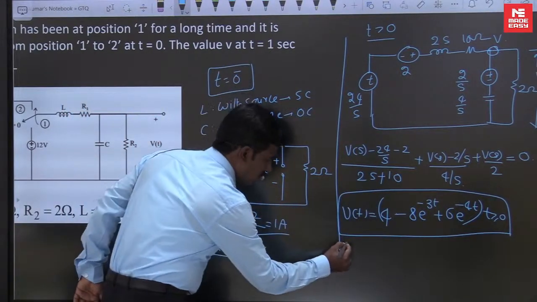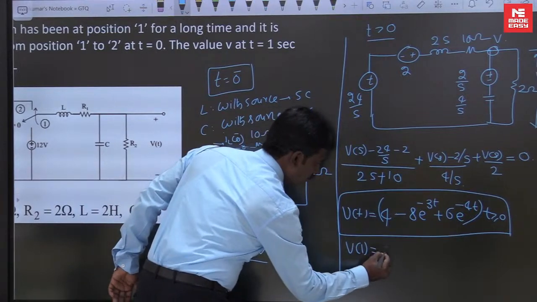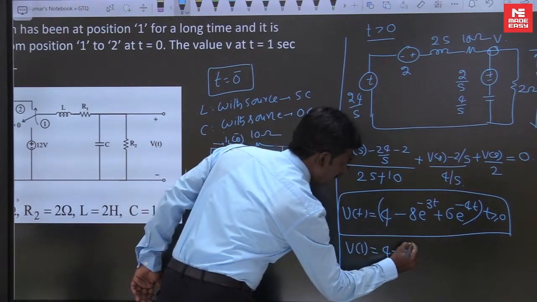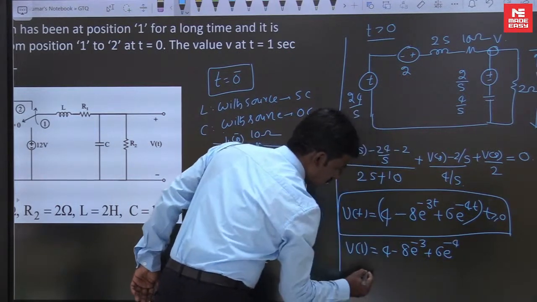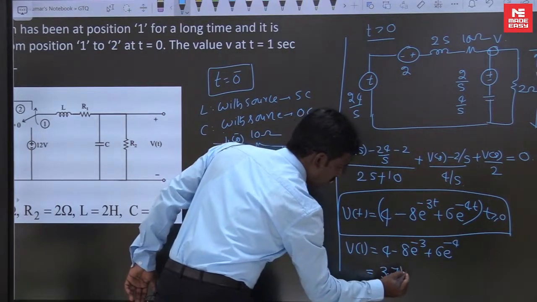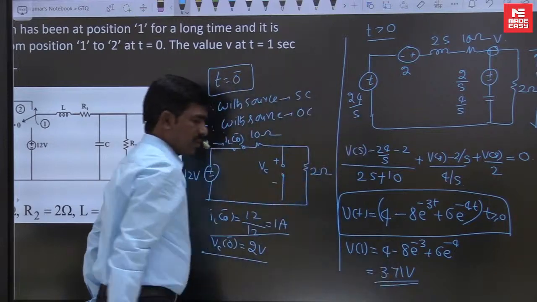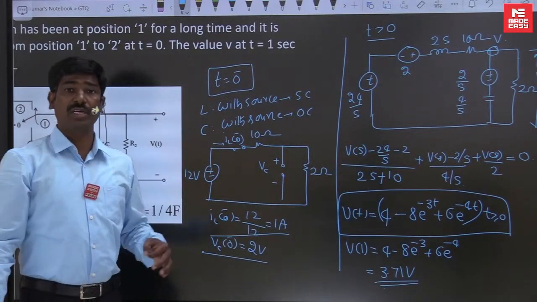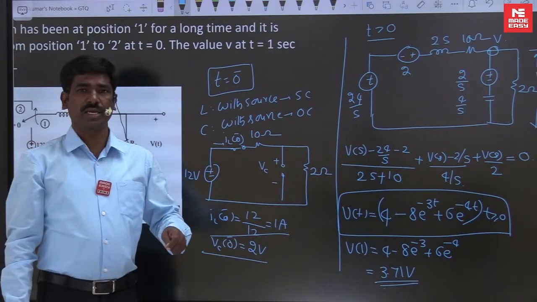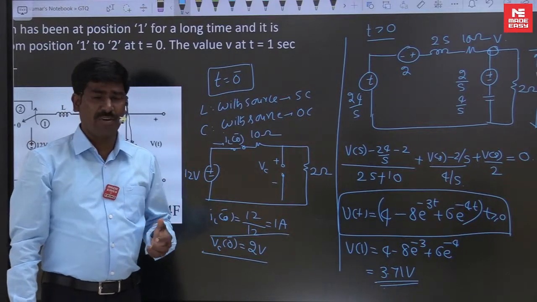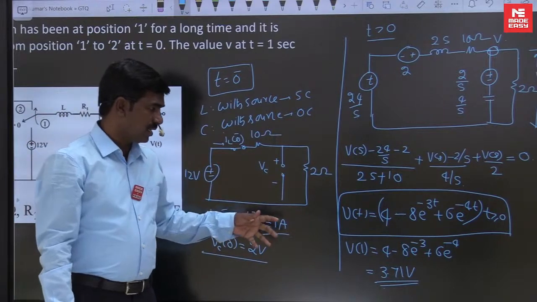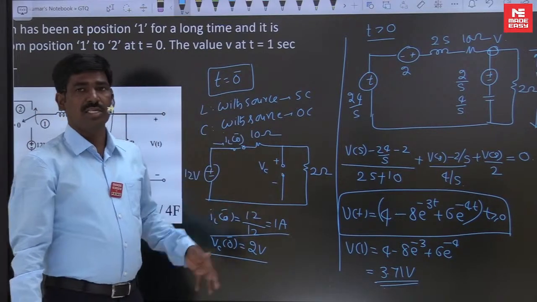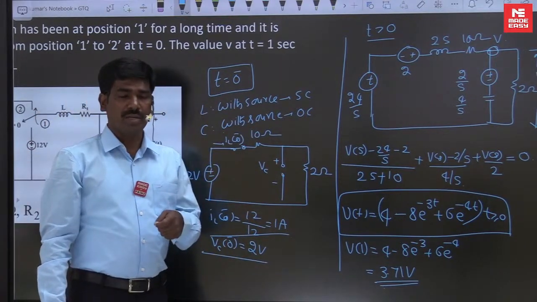So you have to substitute V of 1: 4 minus 8 e power minus 3 plus 6 e power minus 4. So it is nearly equal to 3.71 volts. Okay, this is using compulsory Laplace use करना in this case. Time domain में कर सकते हैं, but will take more and more time. Why? Because the order of the circuit is second order. That's why time domain में ज़्यादा time लेते हैं.